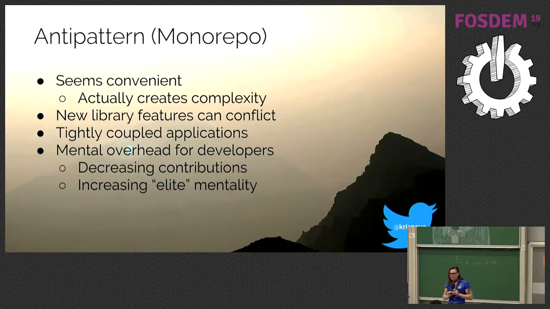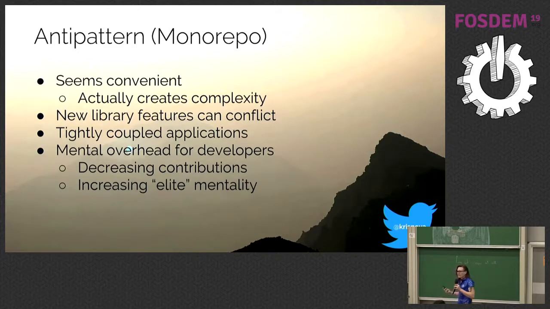The new library features can conflict. If somebody needs to make a change because they have a bug in a version of a library and somebody else also wants to make a change, it's going to be really hard to try to convince someone to let you make a change to the function definition in these shared libraries that everybody is using. Furthermore, it's tightly coupled applications, so the applications really can't run anywhere else, and you notice that we start to build the same thing over and over and over again because we're using all of the same libraries in the same repository. And last but not least, it's a mental overhead for developers.